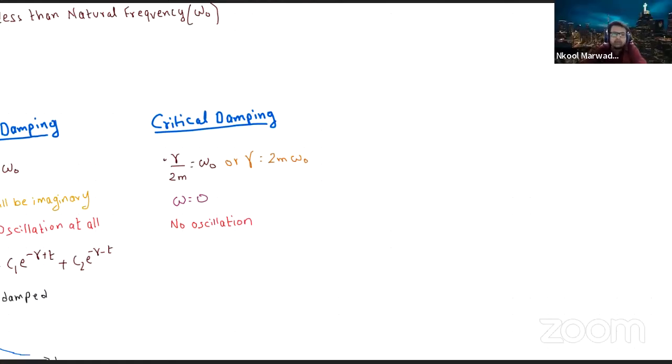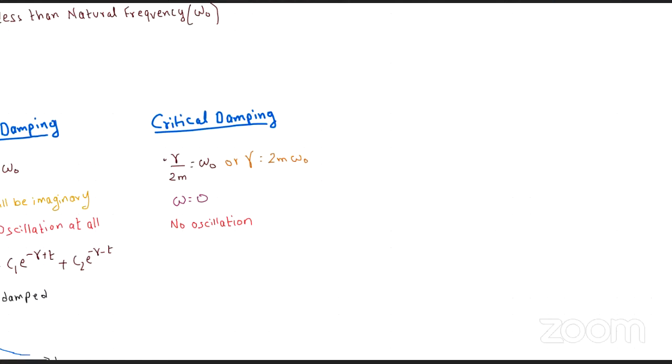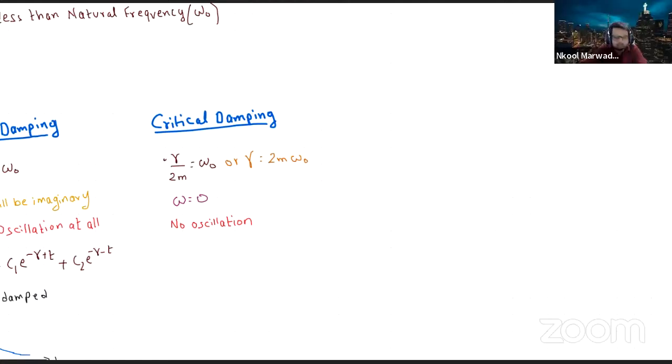Because in heavy damping also there is no oscillation. In critical damping also there is no oscillation. The difference is the time taken to reach the mean position. In critical damping, we reach the mean position quickly. Mean position or equilibrium position. Let me write it, equilibrium. Equilibrium position is reached quickly.